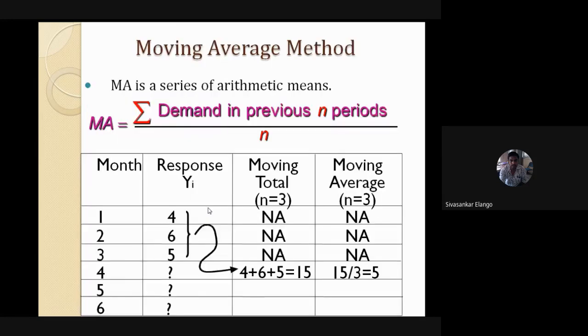The next approach is moving averages, where we find the average of demand in the previous n periods, divided by n. This is what we discussed in the first Excel sheet, right?